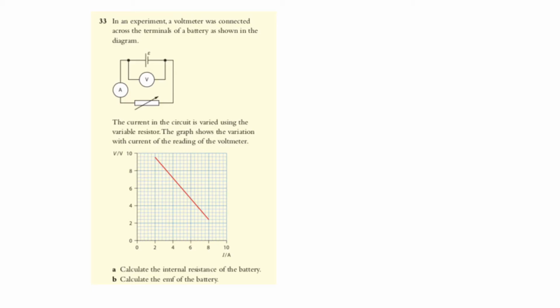So let's try to answer here, number 33. In an experiment, a voltmeter was connected across a terminal of a battery as shown in the diagram. So here's the battery, and then this is the voltmeter, and the current in the circuit is varied using the variable resistor. And so the graph shows the variation with current of the reading of the voltmeter. So the first question here is to calculate the internal resistance of a battery.